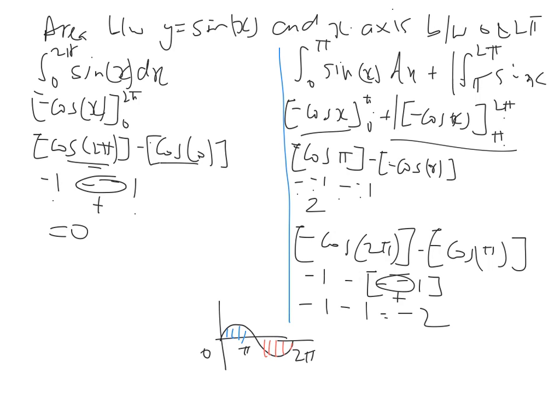Now, like I said before, we're taking the absolute value. The absolute value of that gives us 2. So 2 plus 2 gives us 4. So that's our area between 0 and 2 pi for sine of x.